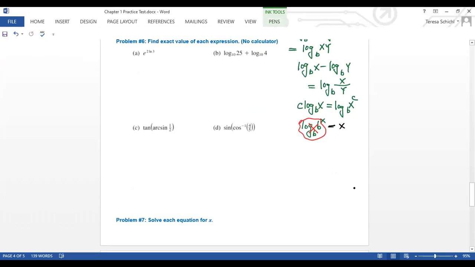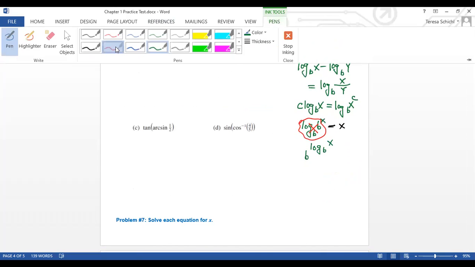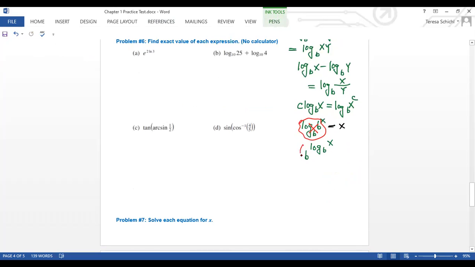The same thing here: if you have b to the log base b of x, look here. This is the b and this is the base b. So these two will cancel, and will give you x.